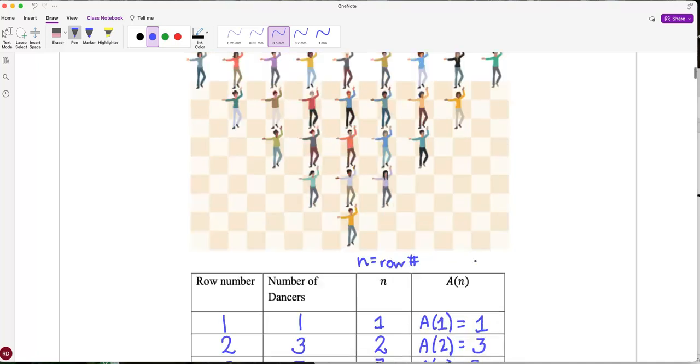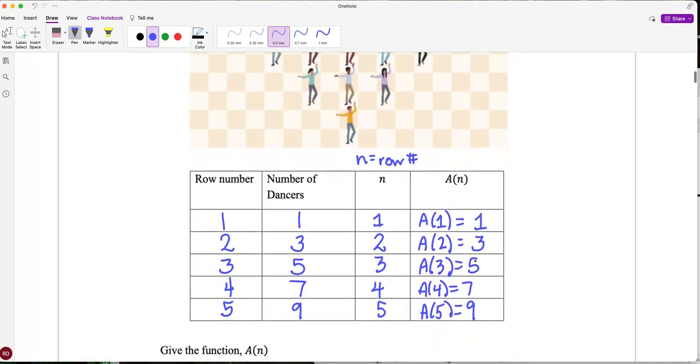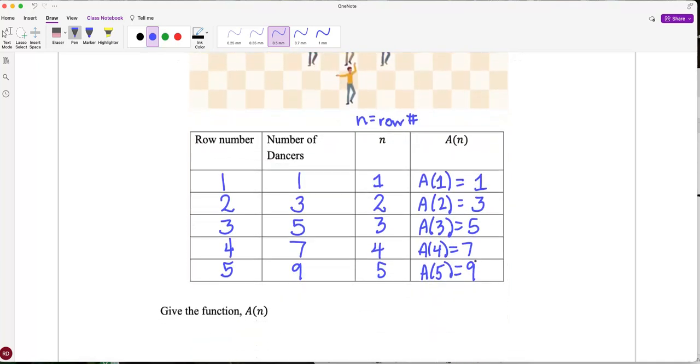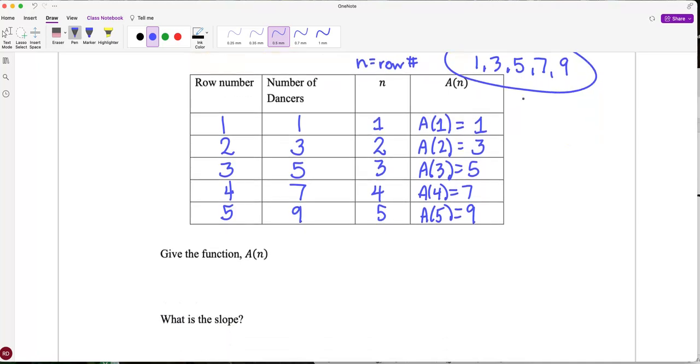So if I were to keep going, this sequence is just the sequence of numbers. So this is an arithmetic sequence of 1, 3, 5, 7, 9. That's what I mean by an arithmetic sequence. So that is the sequence that I'm looking at in this particular case. So give the function a of n. Well, let's look at this. What is the slope? 3 minus 1 is 2 over 2 minus 1. So it goes up 2 every time. 5 minus 3 is 2. 7 minus 5 is 2. 9 minus 7 is 2.